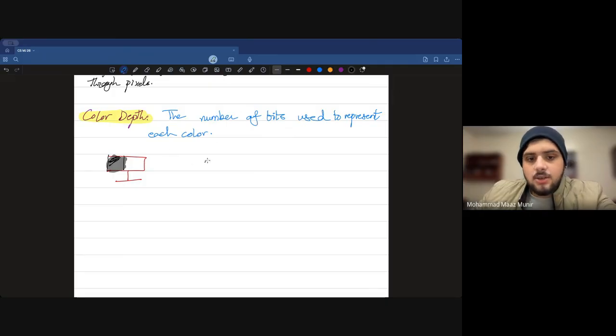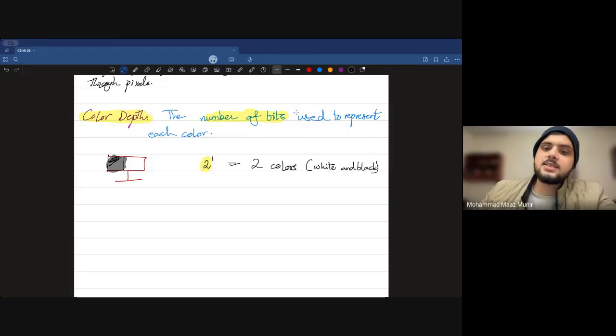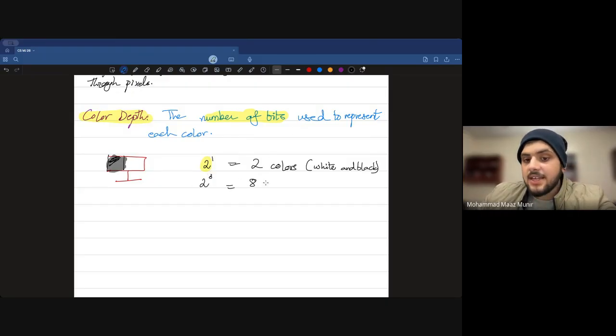How? If I say 2 raised to power 1, because eventually everything is in terms of binary, right? So the base is going to be 2, and 2 raised to power 1 is basically 2. This means that if I'm using 1 bit per color or 1 bit per pixel, I can only represent a maximum of 2 colors, which in this case are only going to be white and black. So two possible colors. But let's say I increase it, and I say I would have 3 bits per pixel. This means now I can have 8 colors.